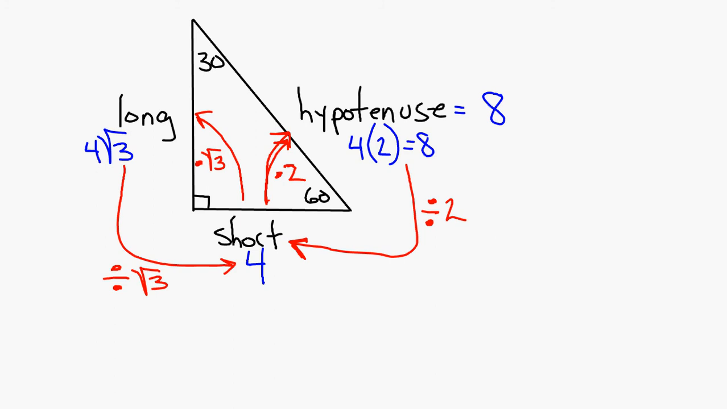And really, if you can just remember the inside, then the outside's just the opposite, isn't it? If you know the short side and you multiply by the square root of 3 to get the long side, well, if you know the long side, you just divide by the square root of 3 to get the short side. That's it. That's the rules about special right triangles. Shortcuts. Okay?